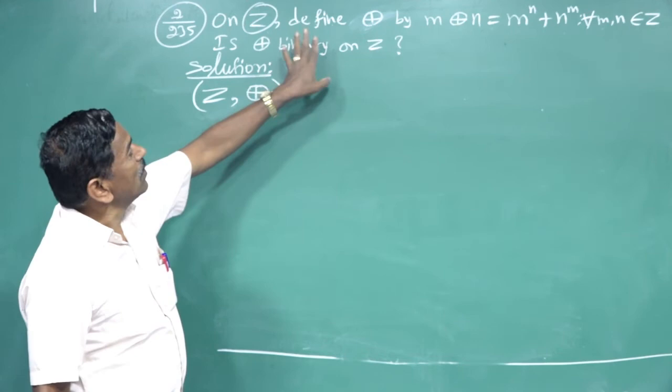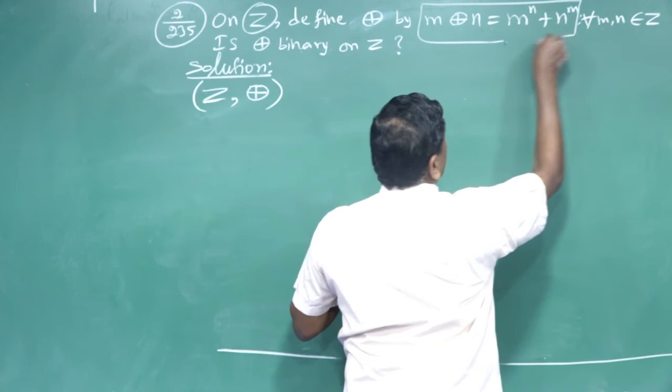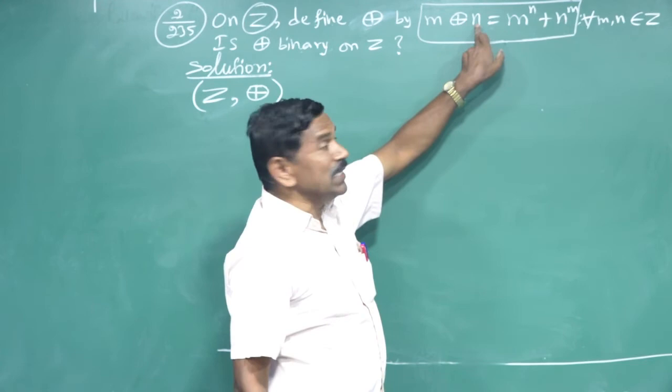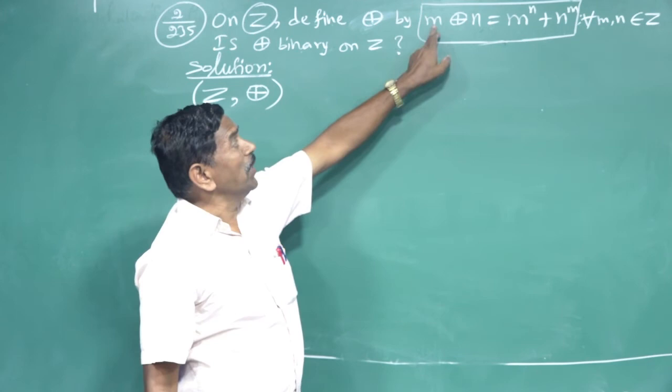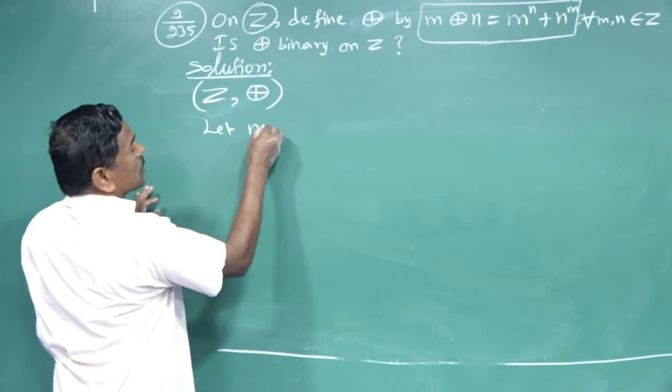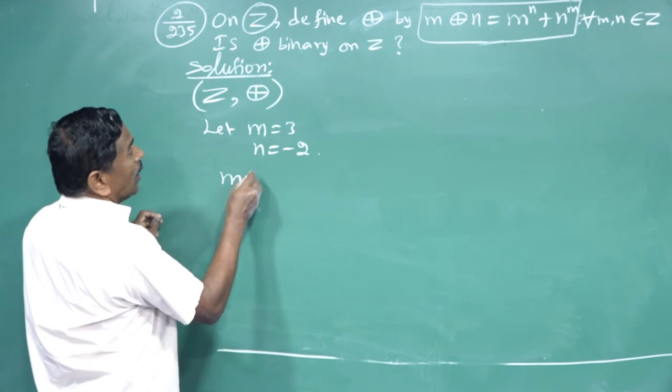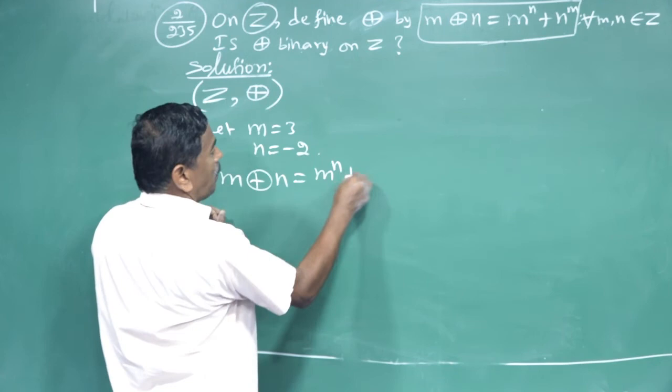Now take your given condition. M circle plus N is equal to M power N plus N power M is the condition. Now for my convenience, let M equal to 3 and N equal to minus 2. Now take your given condition: M circle plus N is equal to M power N plus N power M.